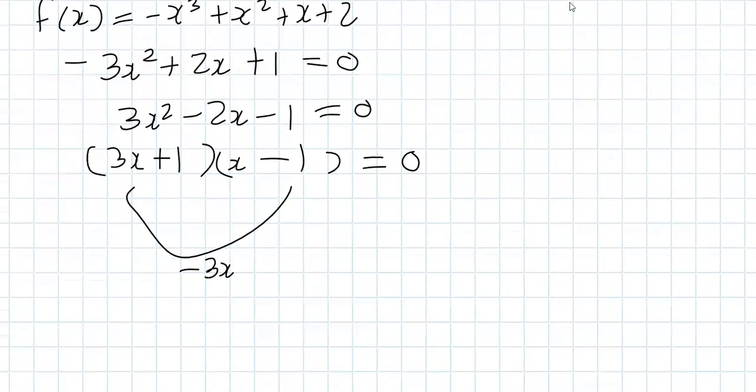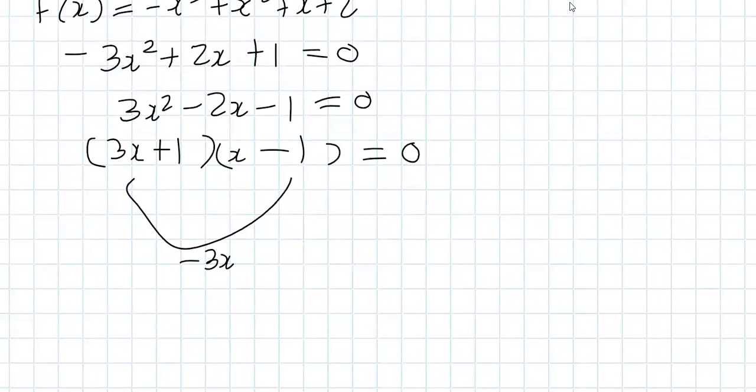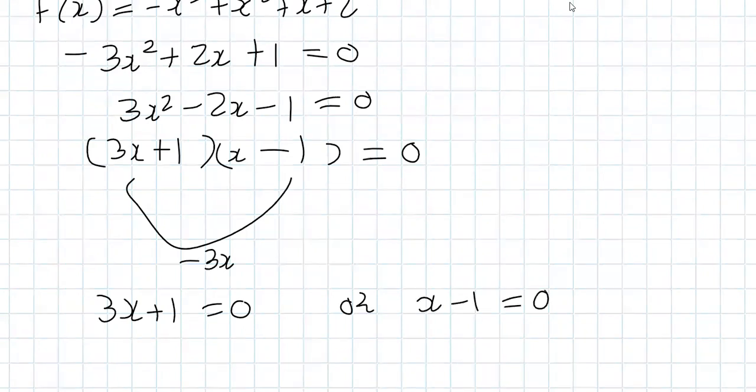Right, so we have two situations. There are two brackets equal to 0. That means one of those brackets has to be 0, because anything times by 0 equals 0. So we know that 3x plus 1 equals 0, or x minus 1 equals 0.